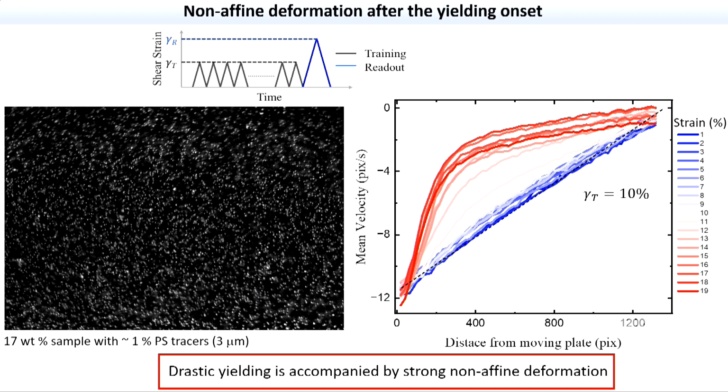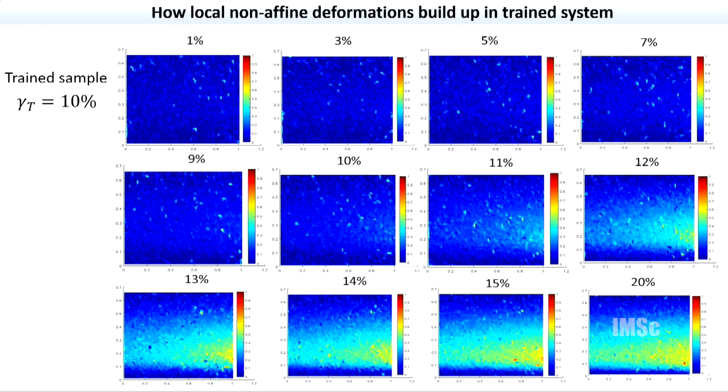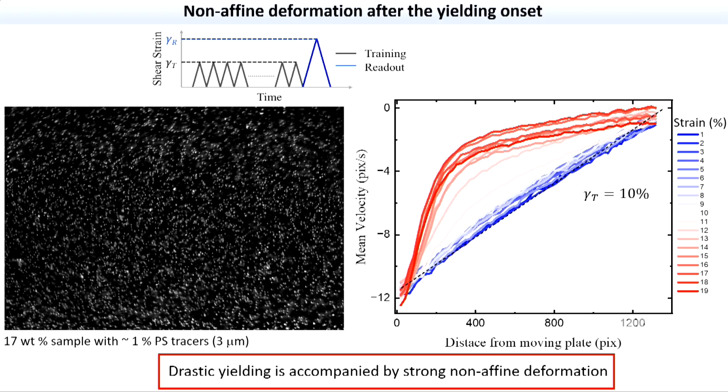No. So that is the question. Now, actually, we have captured the images at a faster rate. But what you are seeing, either this image or these images, is captured in the following way. Let's just talk about the readout. After the training is done, we capture many images. Now at each strain, because 10% is somewhere here.